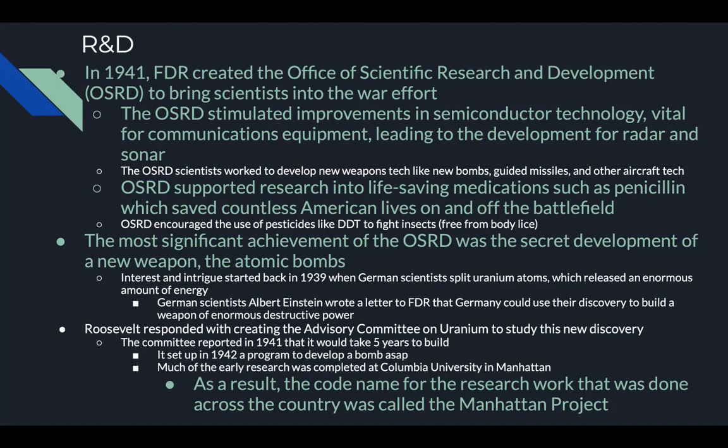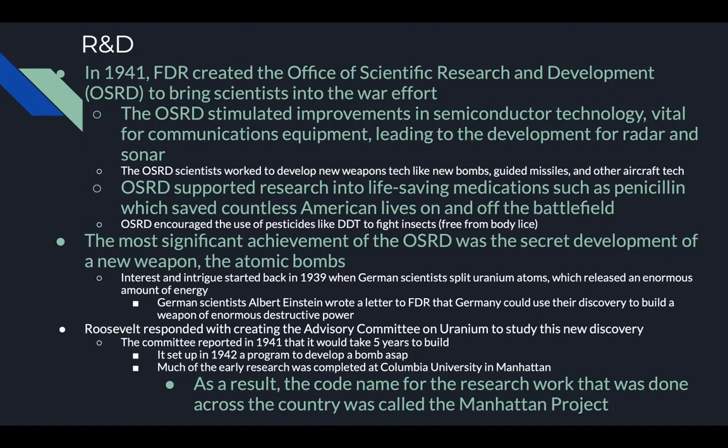Interest and intrigue of building this weapon began back in 1939 when German scientists split uranium atoms, which released an enormous amount of energy. Scientist Albert Einstein wrote a letter to FDR that Germany would use this discovery to build a weapon so destructive in power. Roosevelt responded by creating the Advisory Committee on Uranium to study this new discovery. The committee reported in 1941 that it would take 5 years to build. It set up in 1942 a program to develop a nuclear bomb as soon as possible.